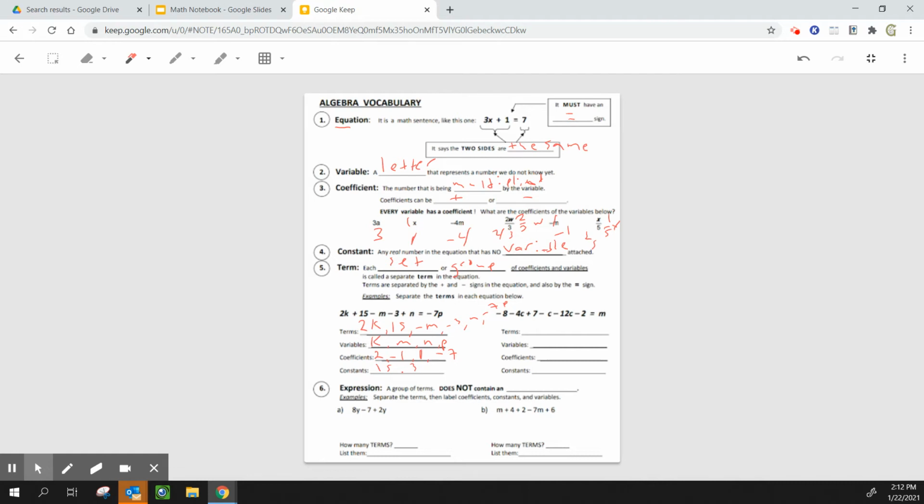So this next one that's right here that starts with the negative 8, see if you can answer these questions. Go ahead and try to fill it in yourself, pause the video, and then we'll check together.